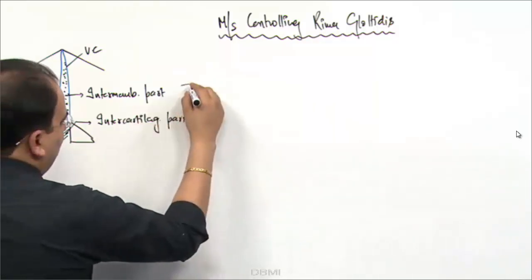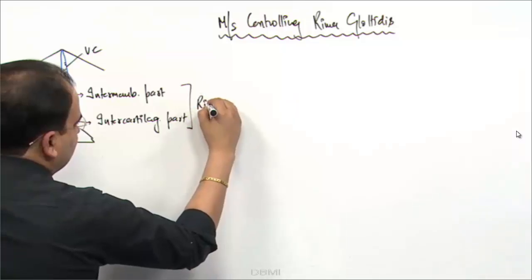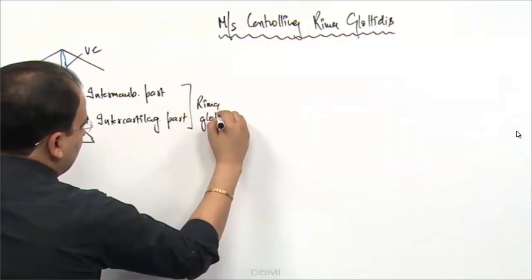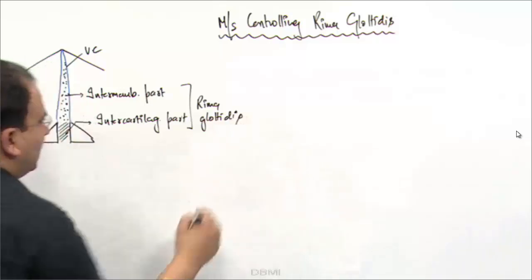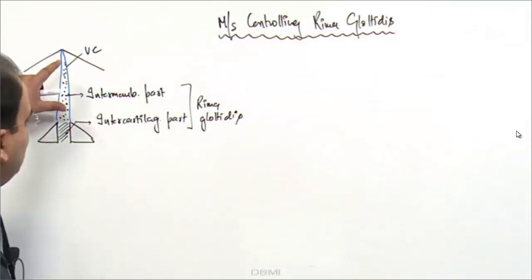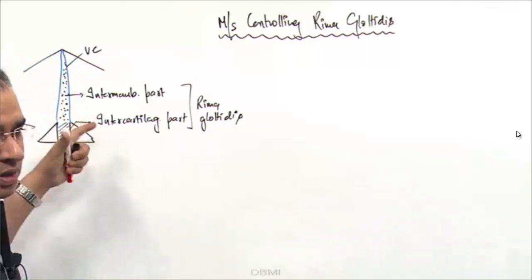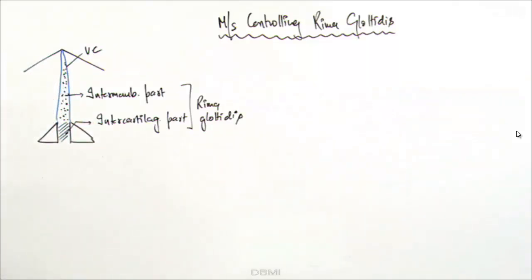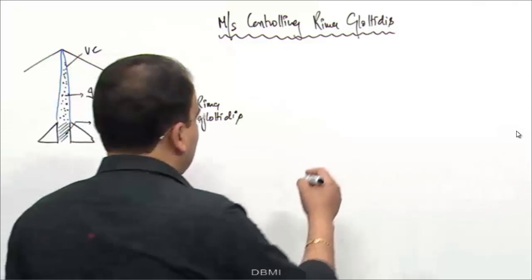So we have two parts of rima glottidis, that is intermembranous and intercartilaginous. The space between the two vocal cords and the space between the two cartilages, that is rima glottidis. So let's talk about the muscles which are controlling the rima glottidis. There are two muscles here, for the abduction and adduction.